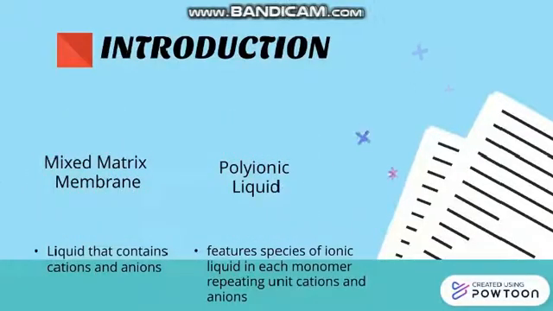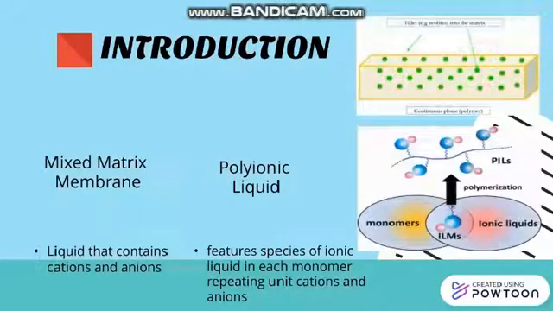Ionic liquid is liquid that contains cation and anion, and it is green solvent. Polyionic liquid features species of ionic liquid in each monomer repeating unit and macromolecular structures if formed by connecting through polymeric backbone. The significant properties of ionic liquid are included into the chain of polymer, and it leads to formation of new category of polymeric materials.